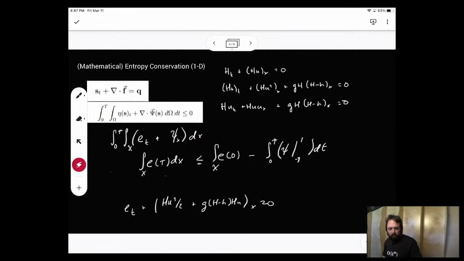So that's essentially what that entropy condition does for us. And that's in a continuous form. So at this point, we should be convinced that the shallow water equations do have an entropy function, and that entropy function is conservative. And this is what we want.